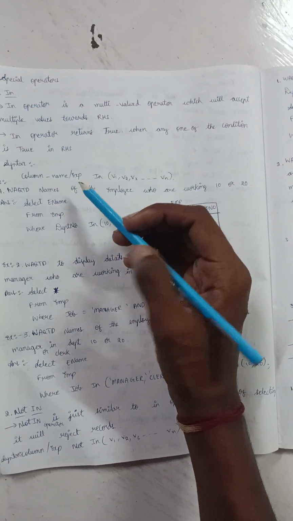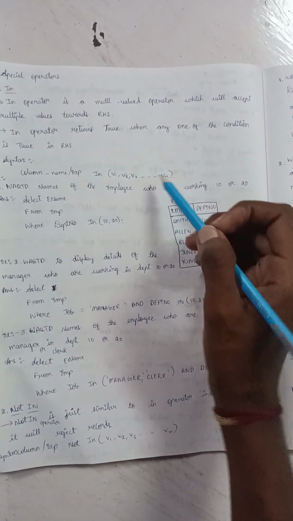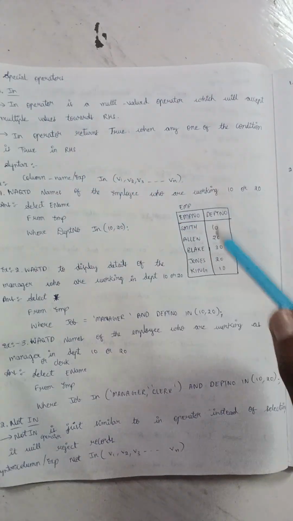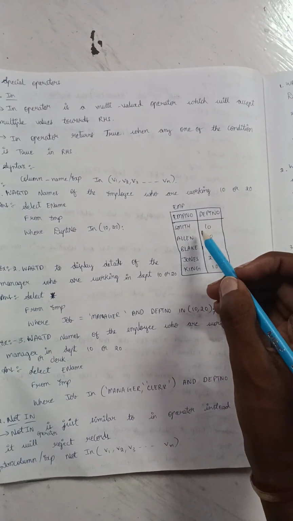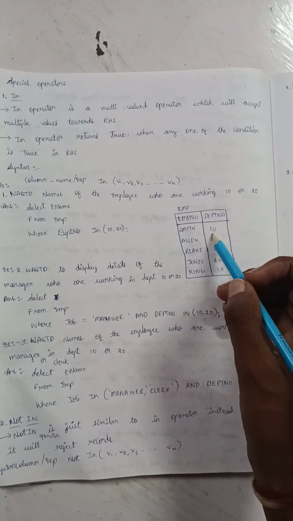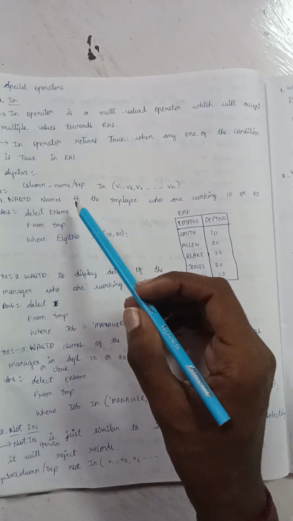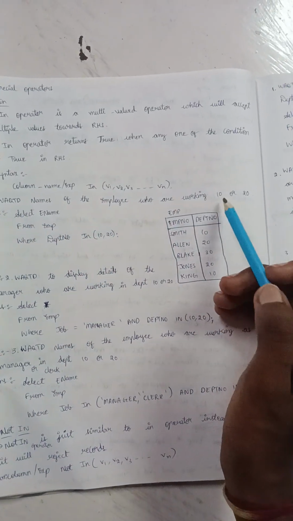Syntax: column name or expression IN value 1, value 2, value 3, and so on, value n. The IN operator is used to check whether a value satisfies a condition. For example, if you want to write a query to display names of the employees who are working in department 10 or 20.